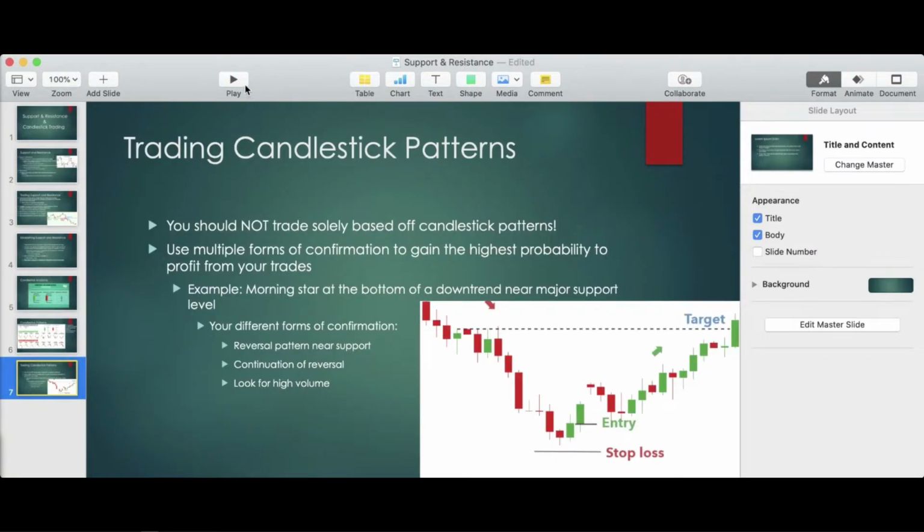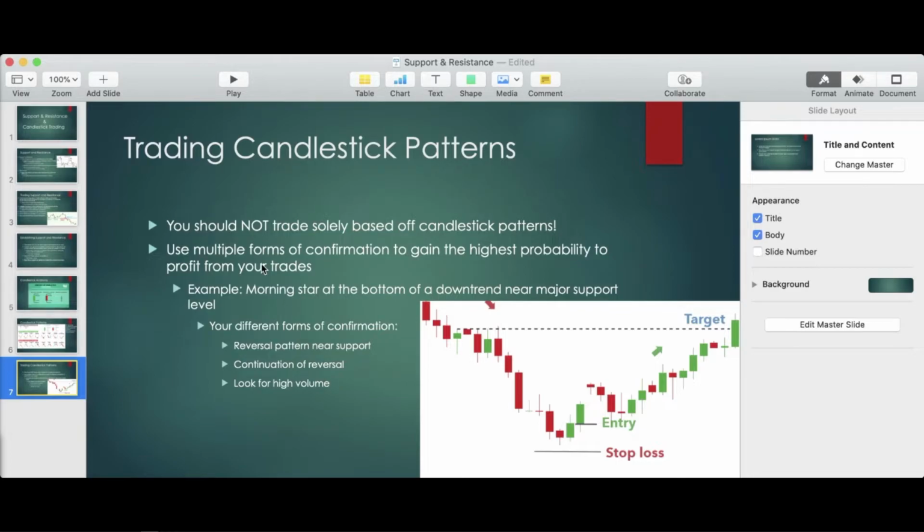Okay. So with trading candlestick patterns, like I said before, you should not solely base a trade just off of a candlestick pattern. You want to have as much confirmation as you can to get the highest probability that your trade will be profitable. So what I like to do is use them in conjunction with key levels, trends, stuff like that, just to get as much confirmation as I can to enter a trade. With multiple forms of confirmation, again, the highest probability to profit your trades.